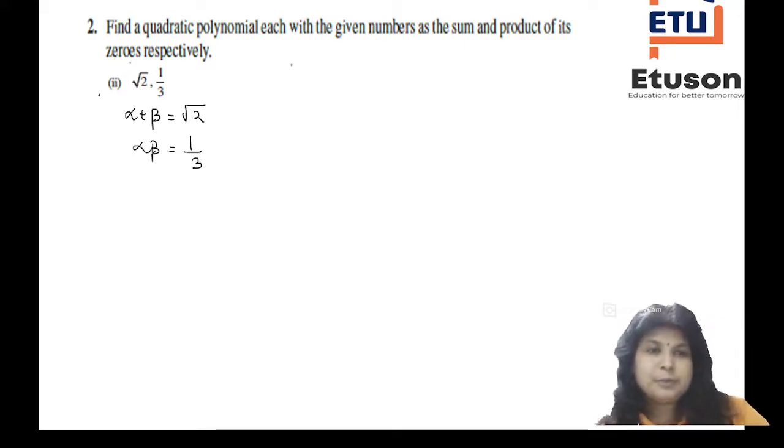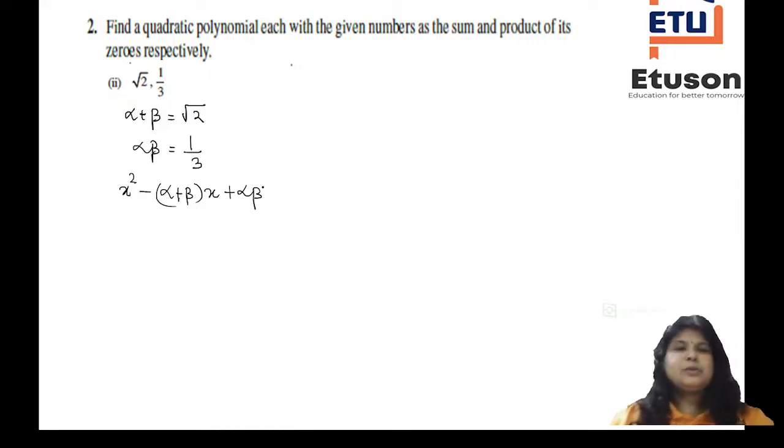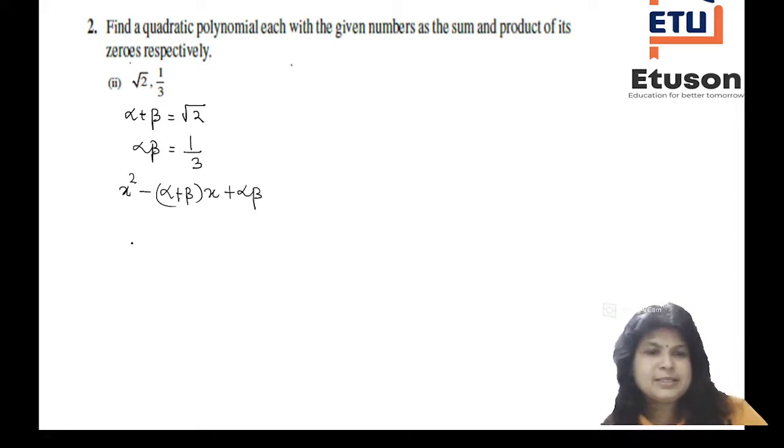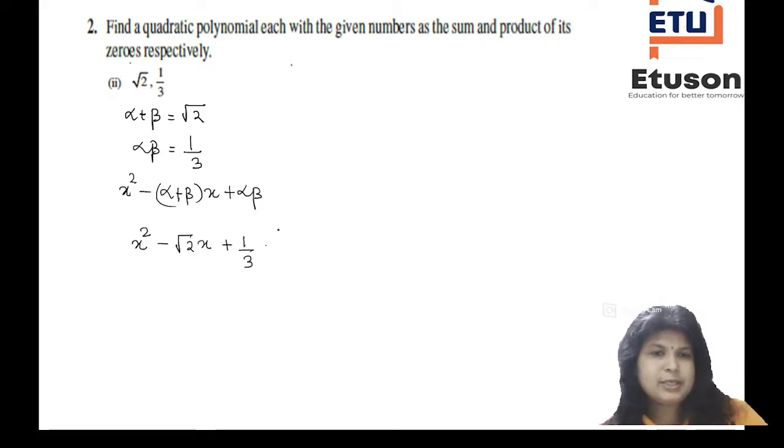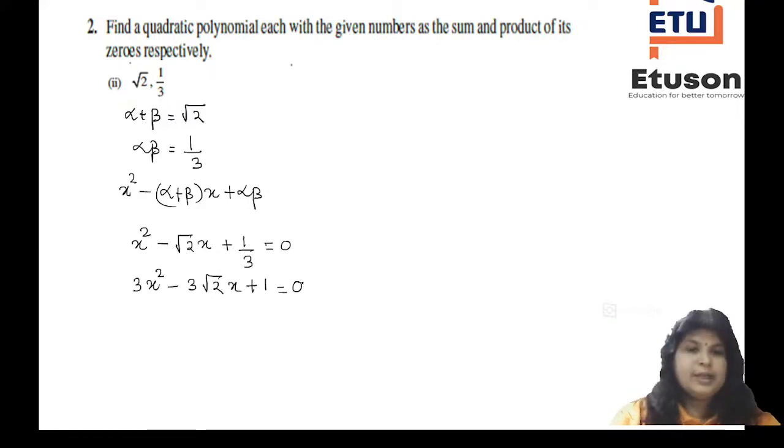Always remember, if this kind of problem comes, your quadratic polynomial will be of the form x square minus alpha plus beta into x plus alpha beta. So, this will be your polynomial. Then what will the polynomial be in this case? It will be x square minus root 2 x plus 1 by 3. So I can write 0 over here. So, I can write 3x square minus 3 root 2 x plus 1 is equal to 0. This is your required quadratic polynomial.